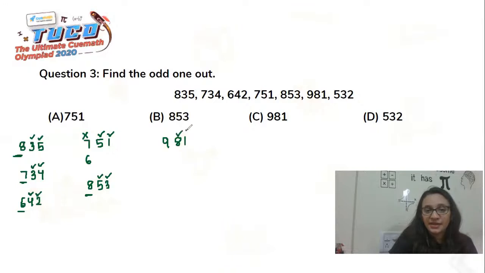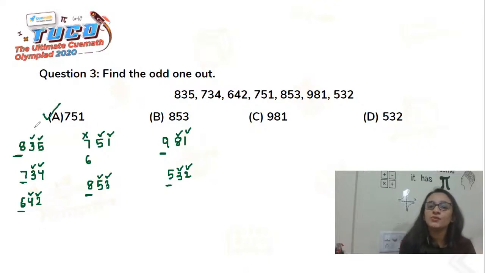Taking up 981, 8 and 1 do get added up to 9. 532, 3 and 2, these digits do add up to the digit 5. So the only number here in which the digits at the ones place and tens place do not add up to the digit which is there in the same number at hundreds place is the number 751, and so this is the one which is the odd one out.